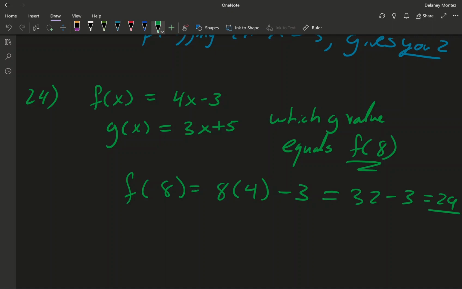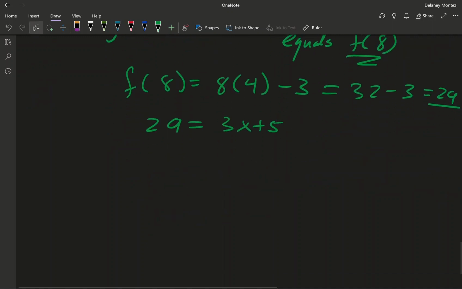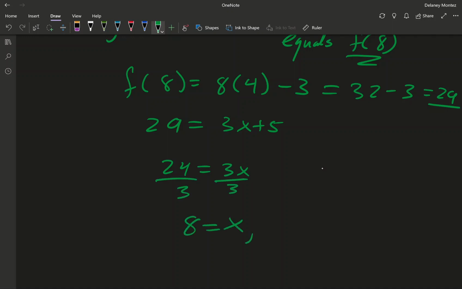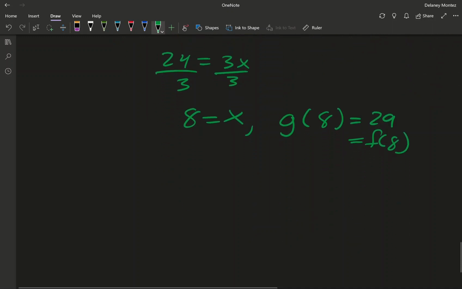So now we're going to set 29 equal to our g function, 3x plus 5, because we want to find what x value will give us 29 when we plug it into g. So we'll just solve it. Take away 5 from both sides, divide by 3, and 8 equals x. So when I plug in x here, I'll get 29, which is also f of 8. So that answer is going to be D.